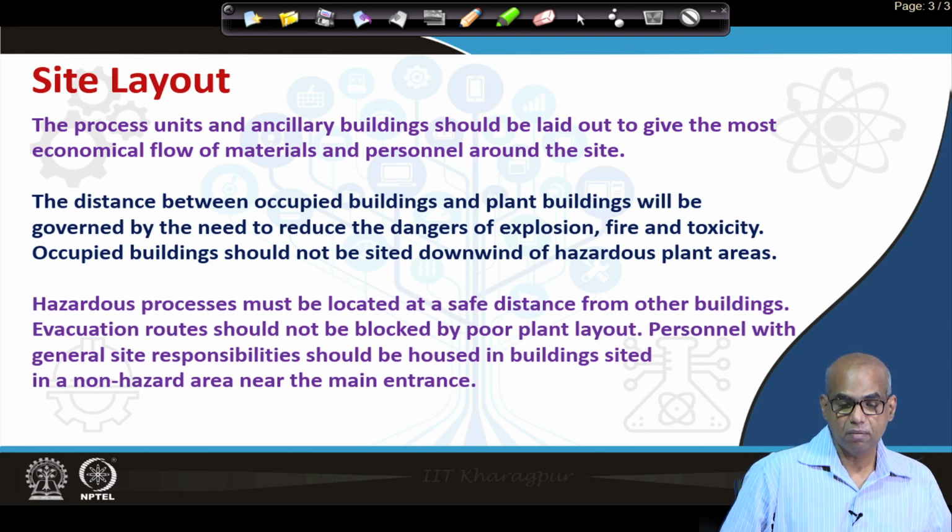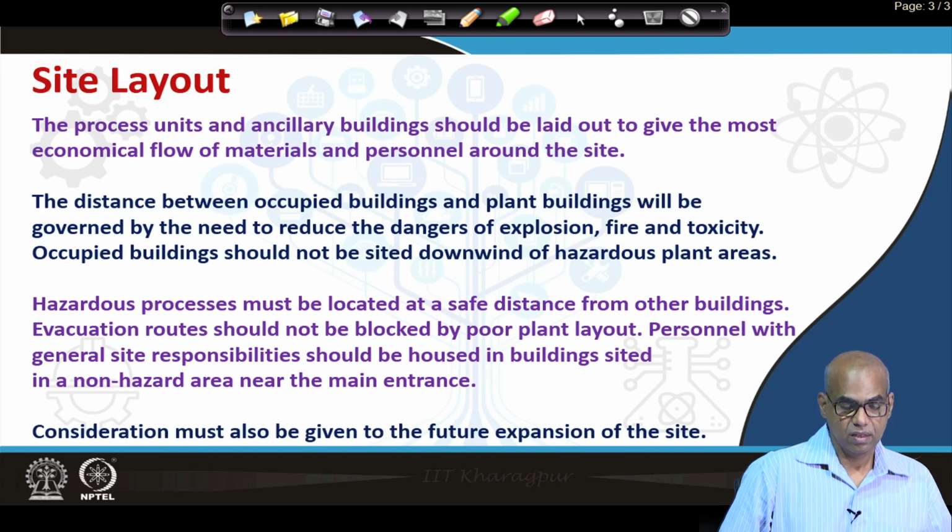Hazardous processes must be located at a safe distance from other buildings. Evacuation routes should not be blocked by poor plant layout. Personnel with general site responsibilities should be housed in buildings sited in a non-hazard area near the main entrance. Consideration must also be given to the future expansion of the site.